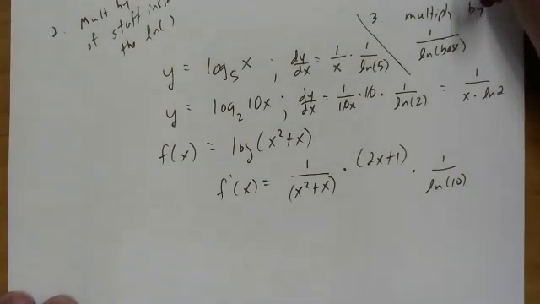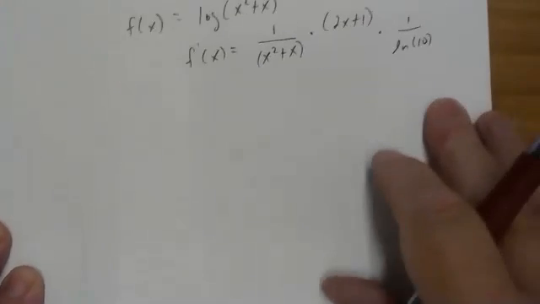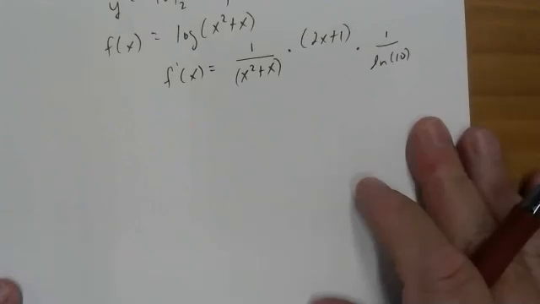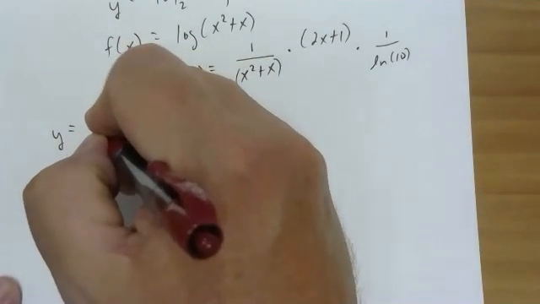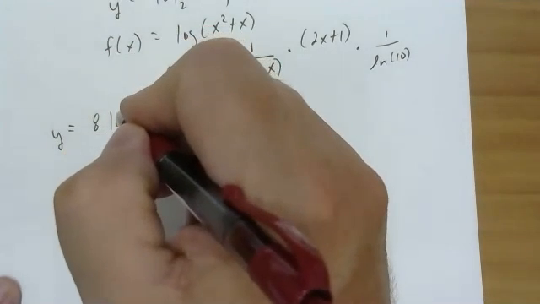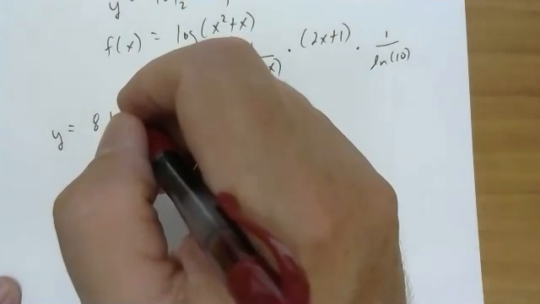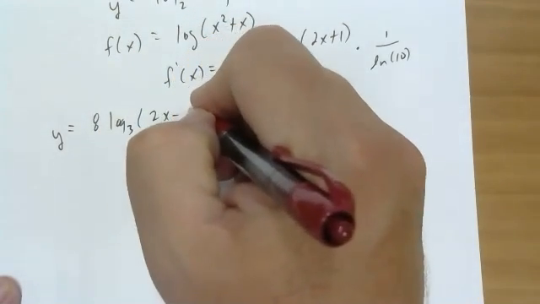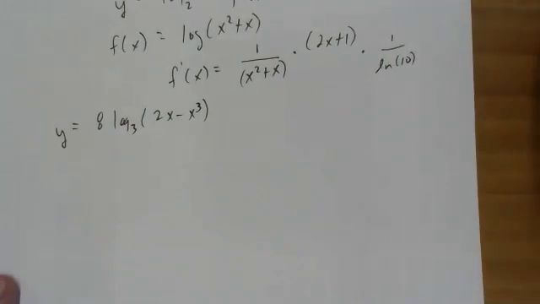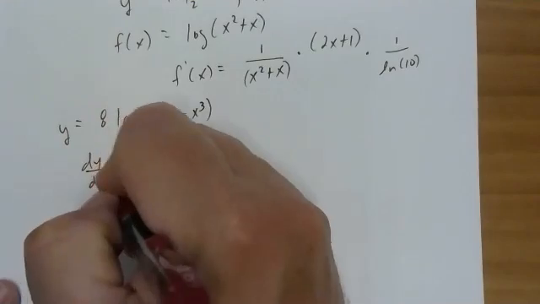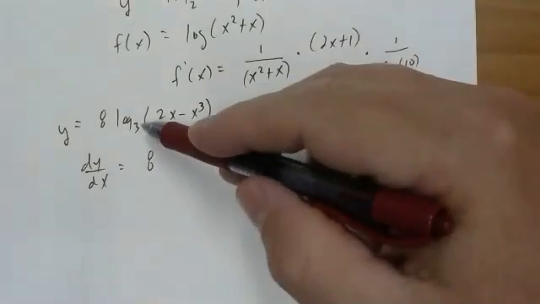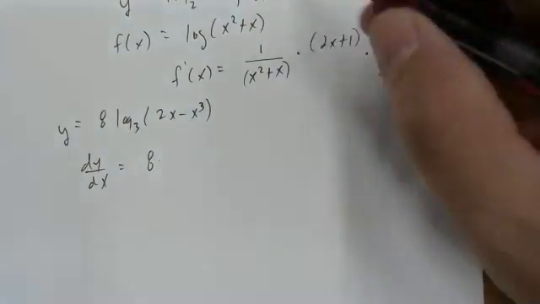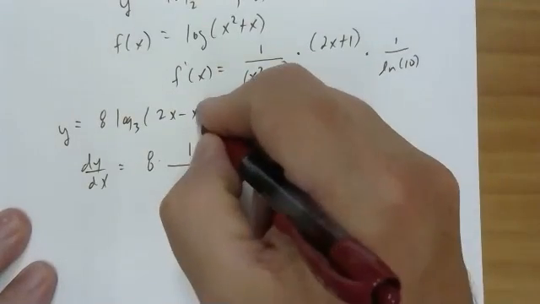Let me do one more example, and then I'll do a couple more complicated ones. And that's pretty much it. Let's just use this paper. How about, here's one that looks interesting. y equals 8 log base 3 of 2x minus x cubed. So we want to take the derivative. The 8's a coefficient, so it just tags along. So the derivative of log base 3 of all this stuff. You put 1 over everything inside the log.